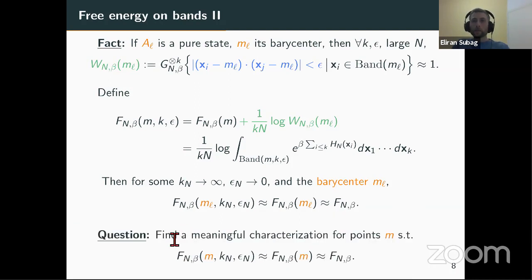And this is the final question I want to ask. I want to find points, or to characterize the points, which satisfy these two approximations. This is something I know that happens for the barycenters, and I want to understand if there's a simple condition or characterization for this to happen.